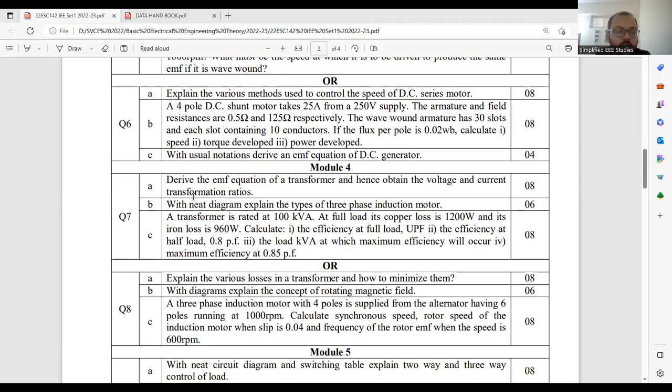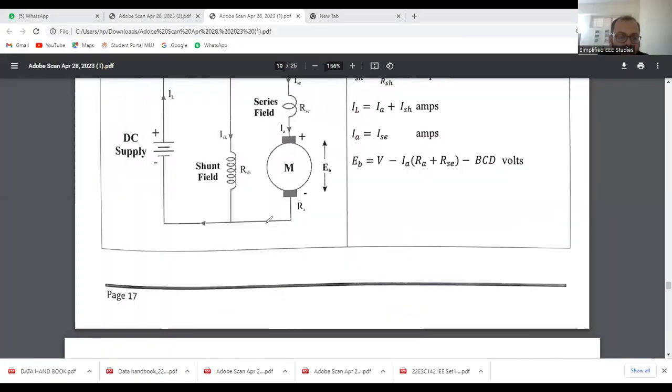Now, questions from the transformer. Derive the EMF equation of a transformer. Similarly, explain the three transformers we can see. Derive the EMF equation of the transformer, and obtain the voltage and current transformation ratio. So you have to derive the EMF equation. I'll be showing you the particular EMF equation of the transformer. Yes, let me take you to the particular diagram.